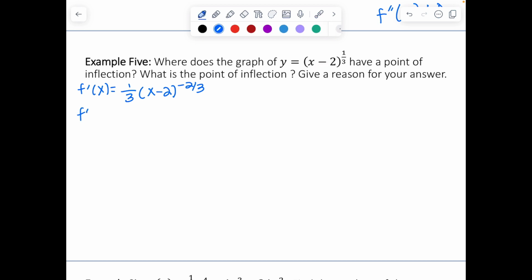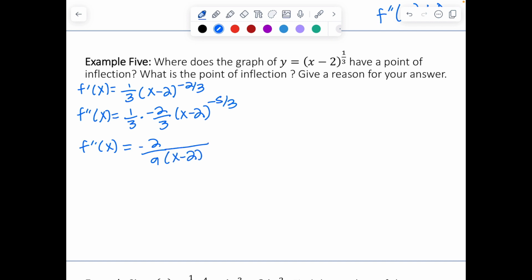Now I'm going to find the double derivative. So it'd be 1/3 times negative 2/3 times x minus 2 to the negative 5/3 power. Again, derivative of the inside is 1, so it doesn't matter. And now I'm just going to simplify this real quick. So I'm got to stop doing the double F's. Okay, write that like that. So I'll have negative 2 over 9, and then I'm going to move this to the denominator to make a positive like this. So that's our double derivative. So I'm going to start by setting it equal to 0.